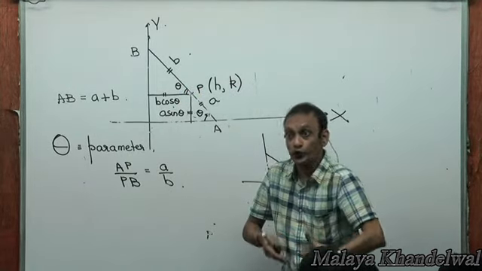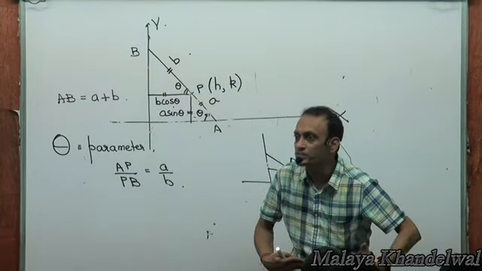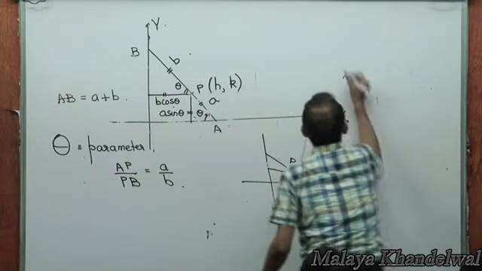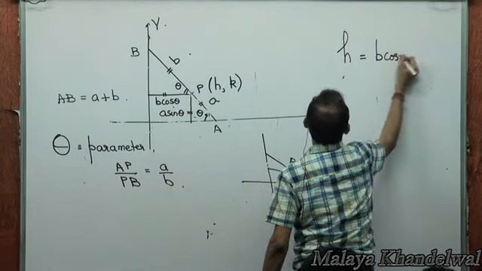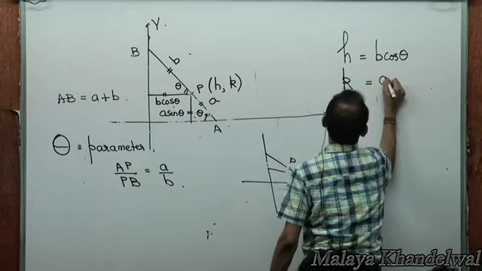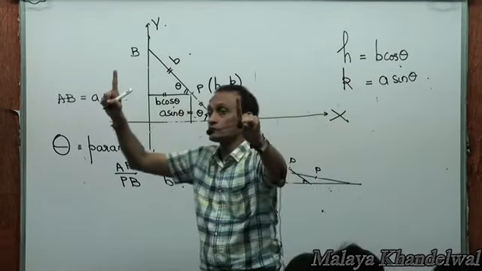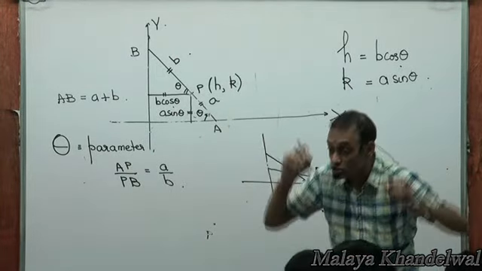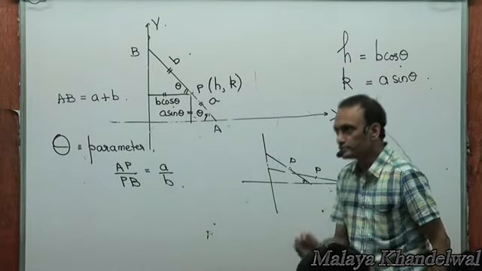The actual coordinates of the moving point will depend on the parameter. For different values of the parameter, you'll have different values of h and k. So then I have h equal to b cos theta at a given instant when the parameter has a value theta, and k equal to a sin theta. Yes or no? Now, my objective is to have a relationship between the x and y coordinates of the moving point. Please listen to me very carefully. These are very simple things, and should be registered right now, right here.